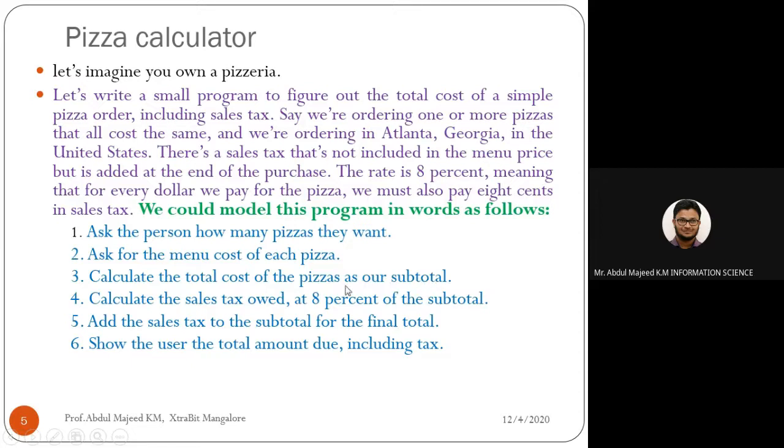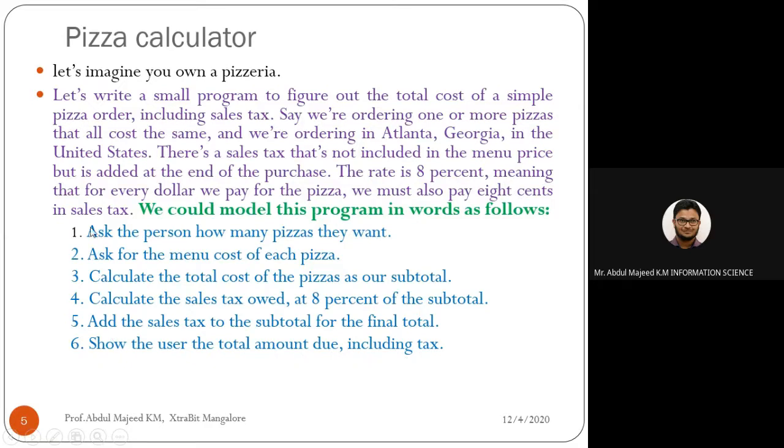Then calculate the sales tax at 8% of the subtotal. We can calculate the sales tax, and then add the sales tax to the subtotal for the final total. So we have to add the sales tax to the subtotal, so we'll get the final total and show the user's total amount due including tax.